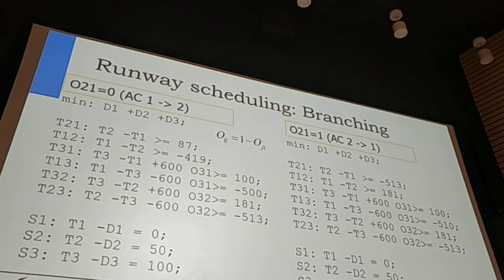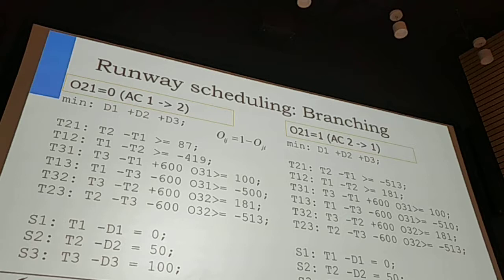What if order 2,1 is 0? So aircraft 1 comes before aircraft 2. And what if order 2,1 is 1? That means aircraft 2 comes first, and then aircraft 1. If we replace these values in here, you can see T2 minus T1 has to be larger or equal to 87. That means T2 has to be at least equal to 87 plus T1. So T2 must be at least 87, and that means delay 2 in that case will be at least 37.